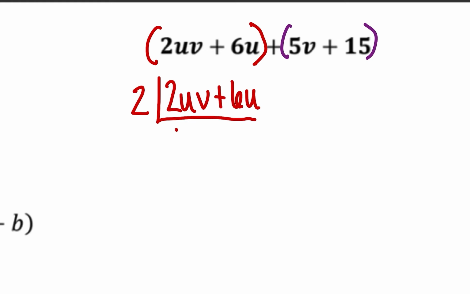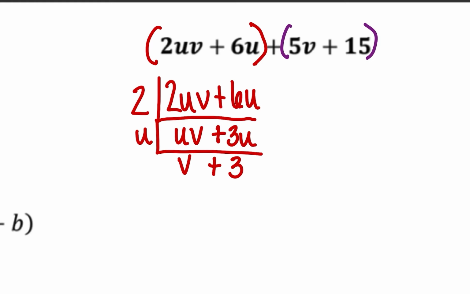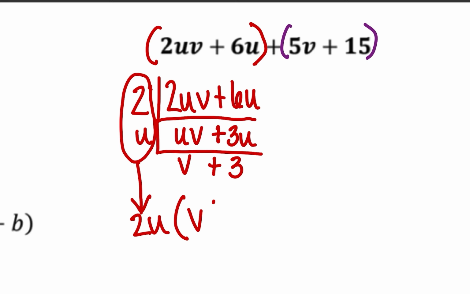2uv divided by 2 just gives me uv left over, and then 6u divided by 2 gives me 3u left over. So now they don't have any common numbers, but they do have common variables, so I'm going to go ahead and divide out the u from both of those terms. uv divided by u gives me v left over, and 3u divided by u gives me 3 left over. So if we look at that leftover expression, they don't have any factors in common, so this is our GCF. Remember, GCFs go outside the parentheses, and our leftover factors that didn't have common factors go inside.